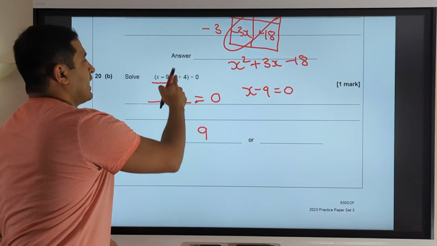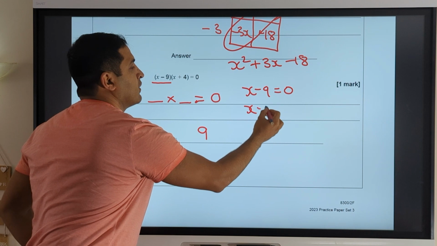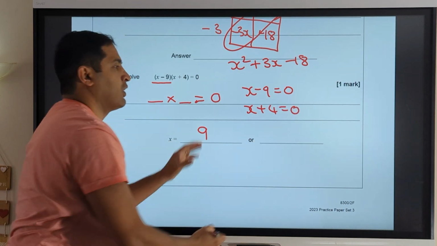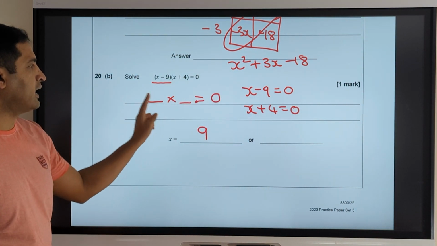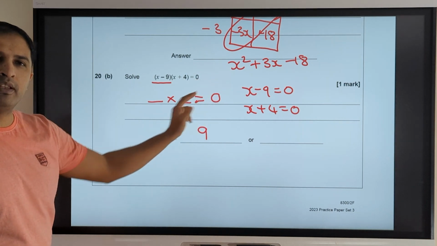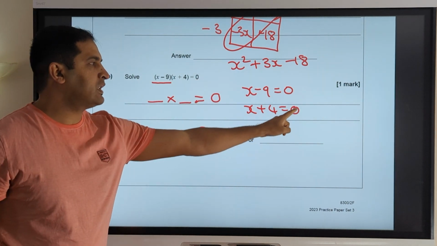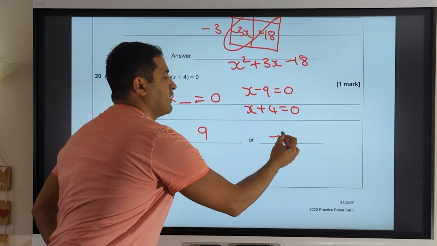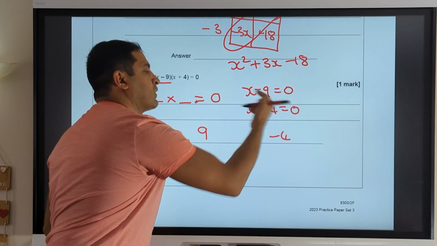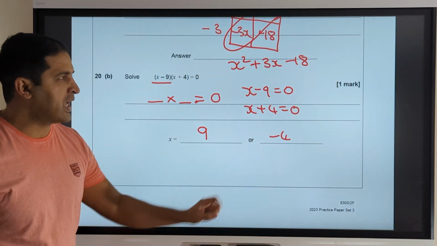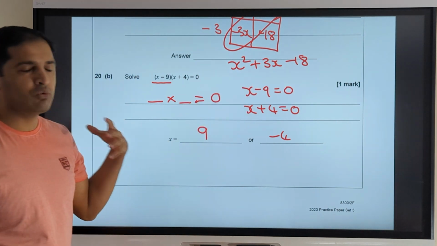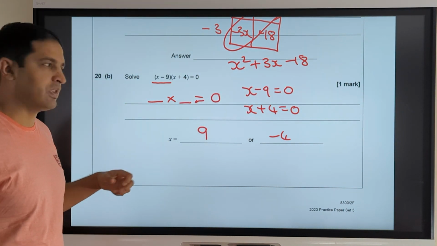Or I can have x plus 4 to be 0. One of those answers has to be 0 to make the total 0. So if x plus 4 is equal to 0, then x has to be negative 4, because negative 4 add 4 gives you 0. So those are those two answers, and that's why it's only 1 mark. You didn't have to do a lot of extra work out there.